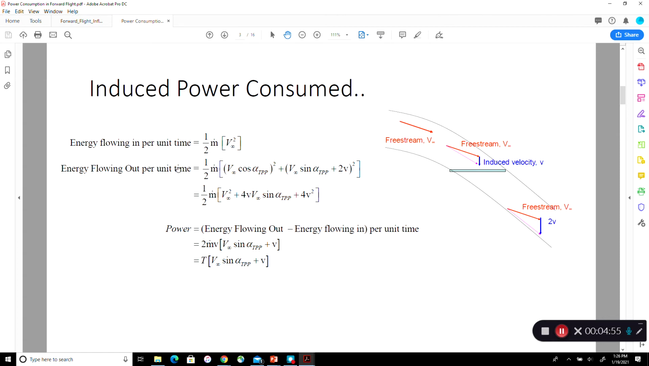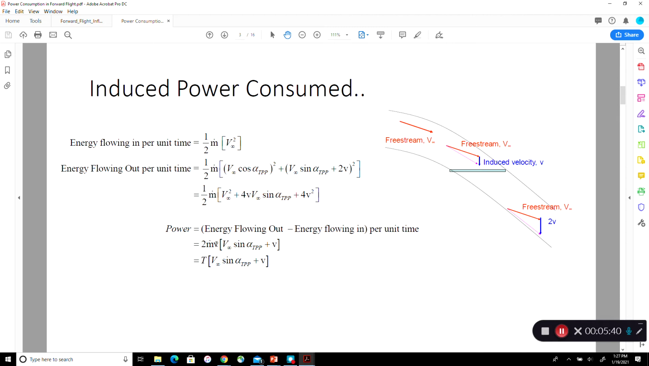If you take the difference between how much energy is flowing out per unit time and how much energy is flowing in per unit time, that's the energy we are adding per unit time by the rotor working on the fluid. So this is the power expended. In our case, it's the induced power expended because the excess energy is in the excess induced velocity. So energy flowing out, which is this quantity, minus energy flowing in, which is this quantity: the V infinity squared term cancels out, 1/2 times 4 becomes 2 m dot, and there's a v here and a v squared there, so I bring the v here, and then you get this expression.